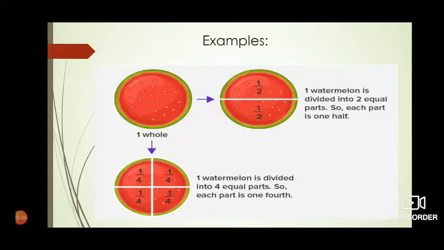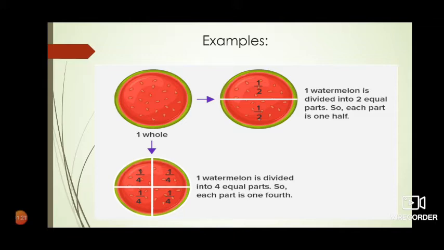For example, if you see one whole watermelon, in the right side figure we divided the whole watermelon into two equal parts. So each and every part is a fraction. The part is a half part, meaning 1 by 2. The whole is divided into two parts, and we take one part. So 1 by 2 part, 1 by 2 part. Down below, the same watermelon is cut into 4 equal parts. So each and every part will be one part of 4 parts.